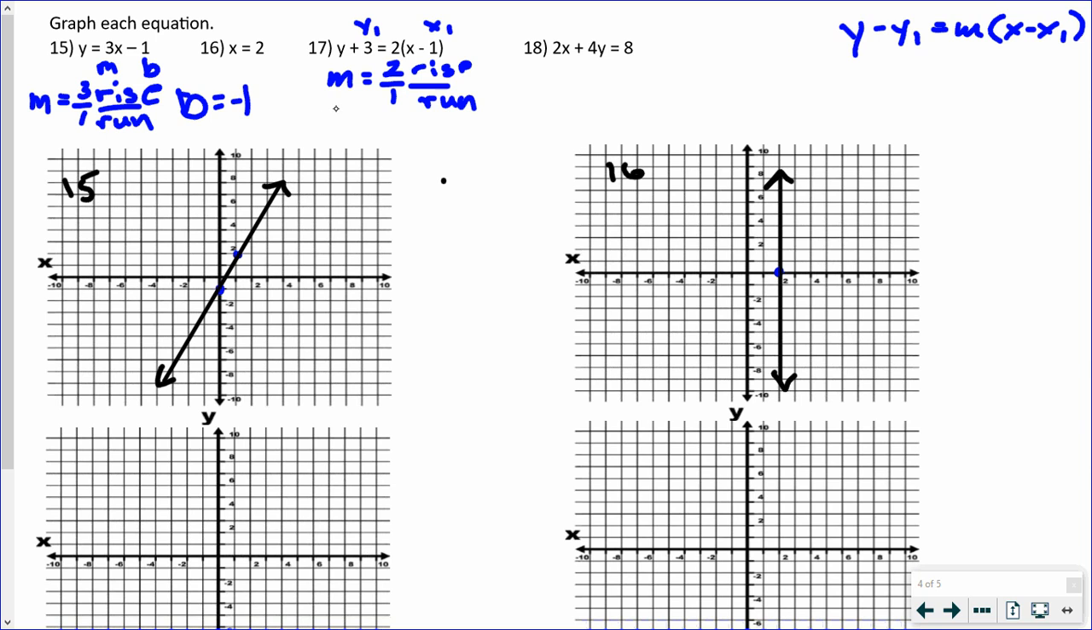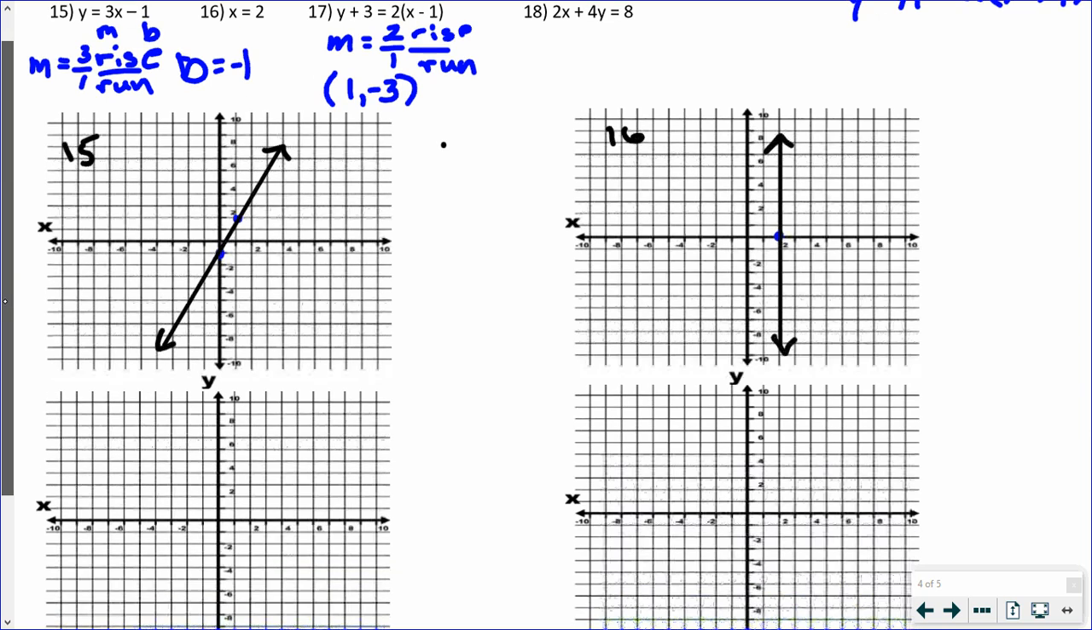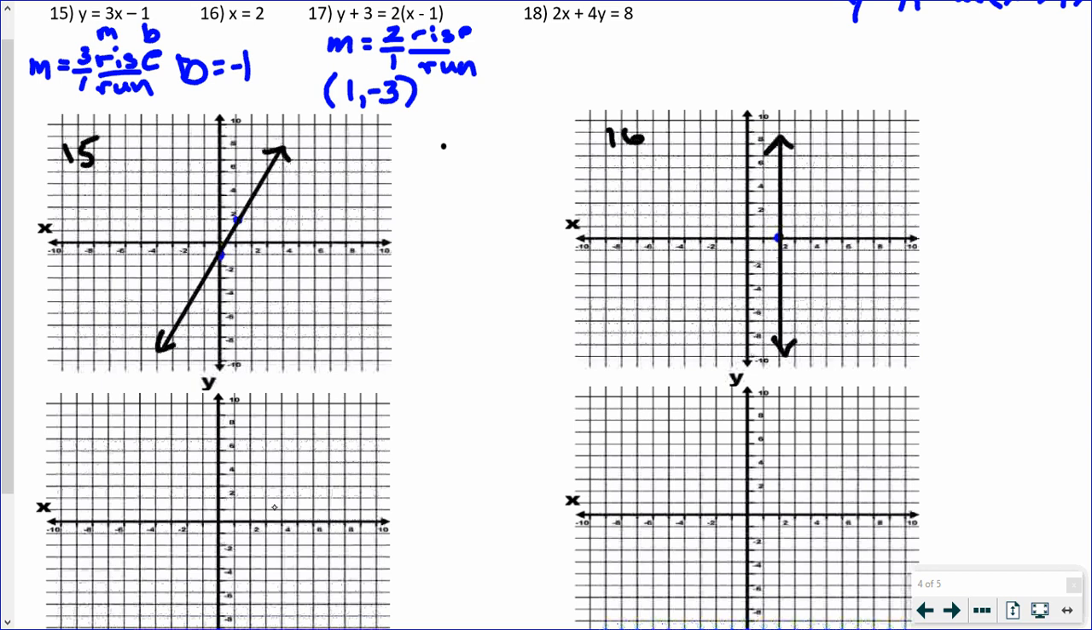So the point that this goes through is 1, negative 3. The x value is positive 1, the y value is negative 3. So I'm going to graph that point that it goes through first, 1, negative 3, right there. And then from that point, I'm going to do rise over run.